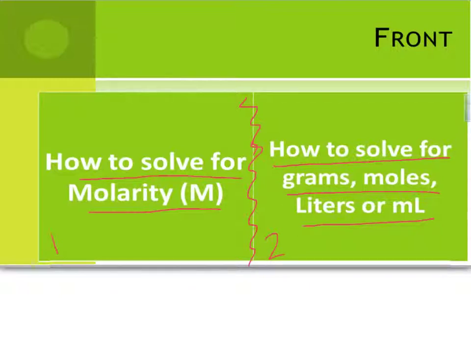You may want to pause the video at this point so that you can get your foldable set up and ready to go. When you're ready, continue on to the next slide.